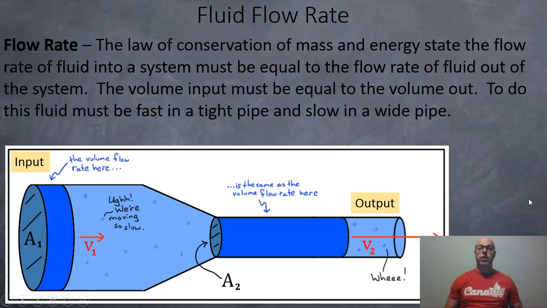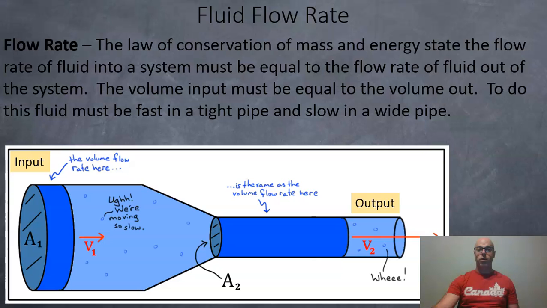So flow rate, just like the law of conservation of mass and energy, states that the flow rate of a fluid into a system must be equal to the flow rate of a fluid out of the system. Or if you have a connection, whatever goes into this connection right here must come out. So the volume input must be equal to the volume out.